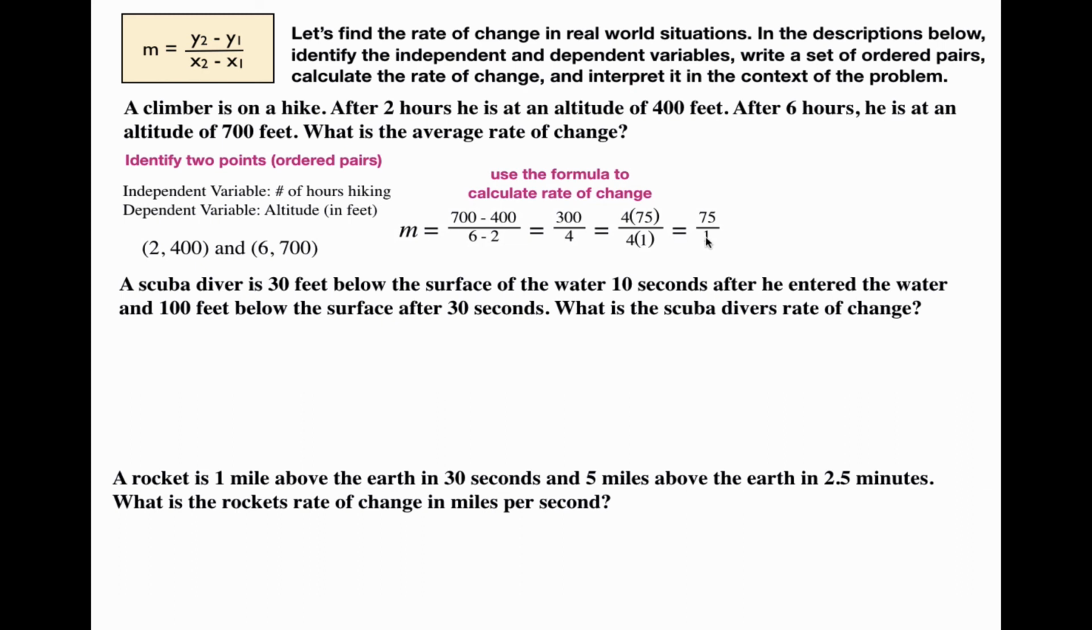denominator is going to be the change in your input, or the independent variable, in this case the number of hours hiking. So the unit for y, or the numerator, is going to be feet, and the unit for the denominator is going to be hours. So this would mean 75 feet per 1 hour, or just 75 feet per hour.